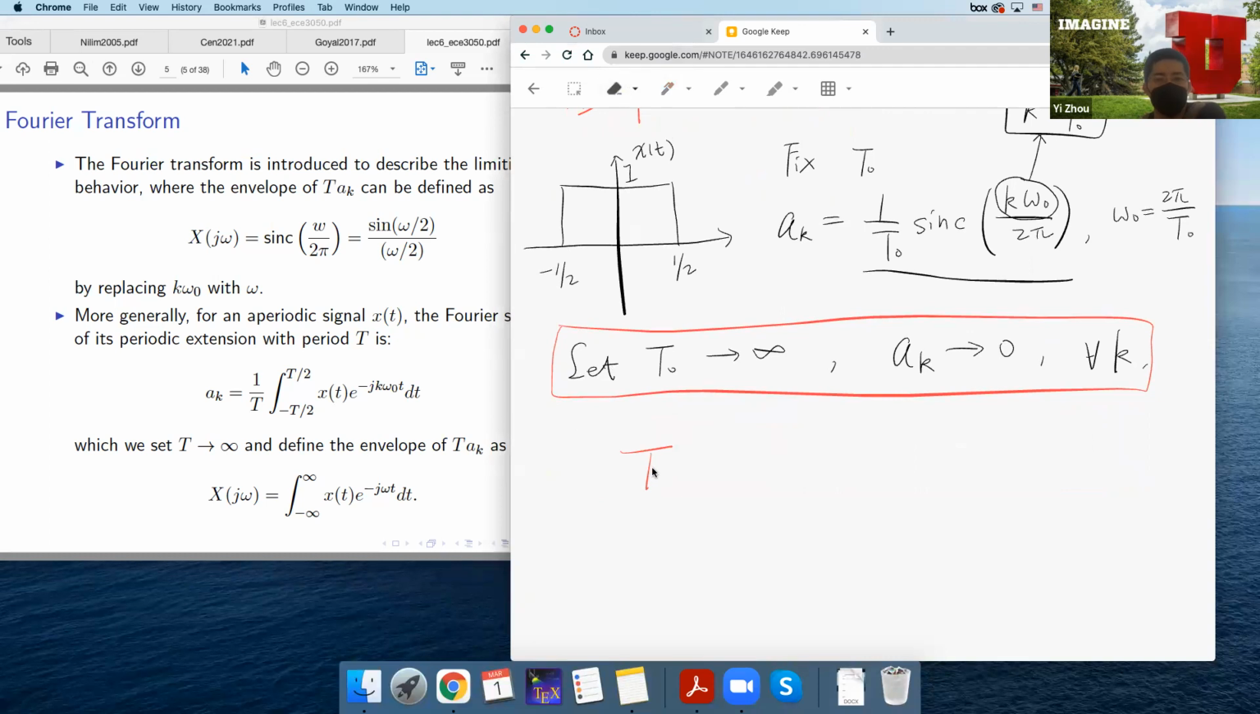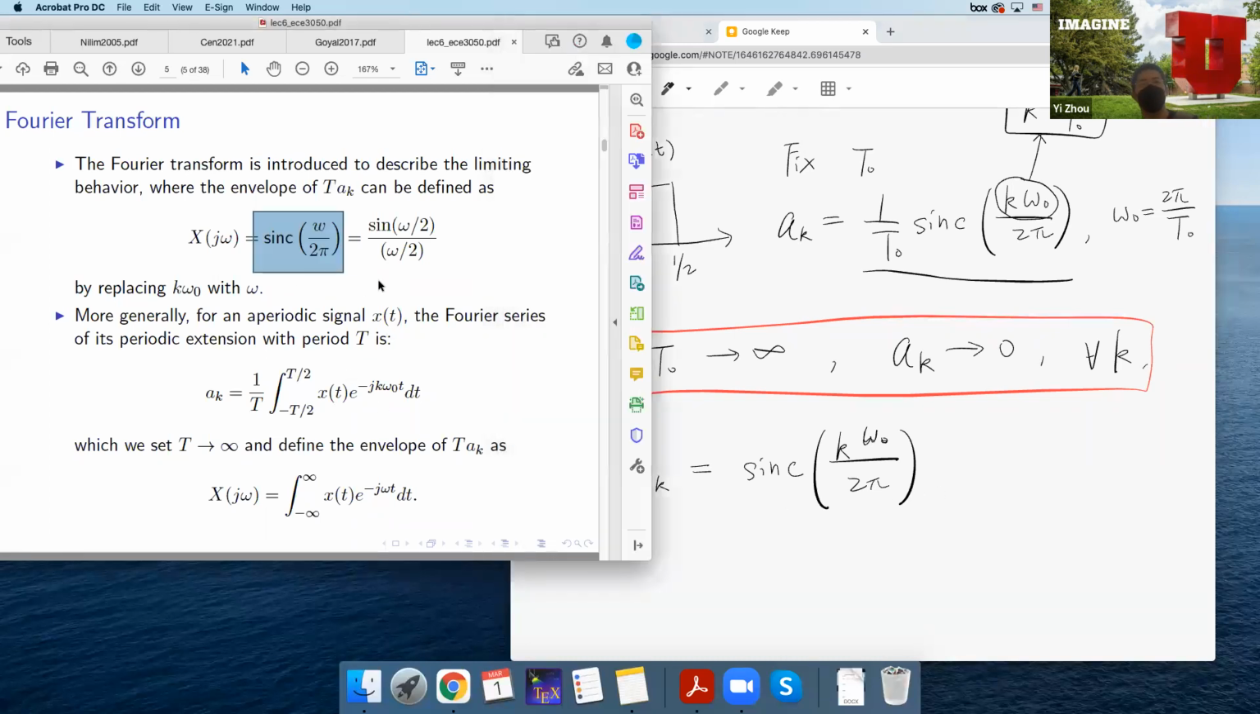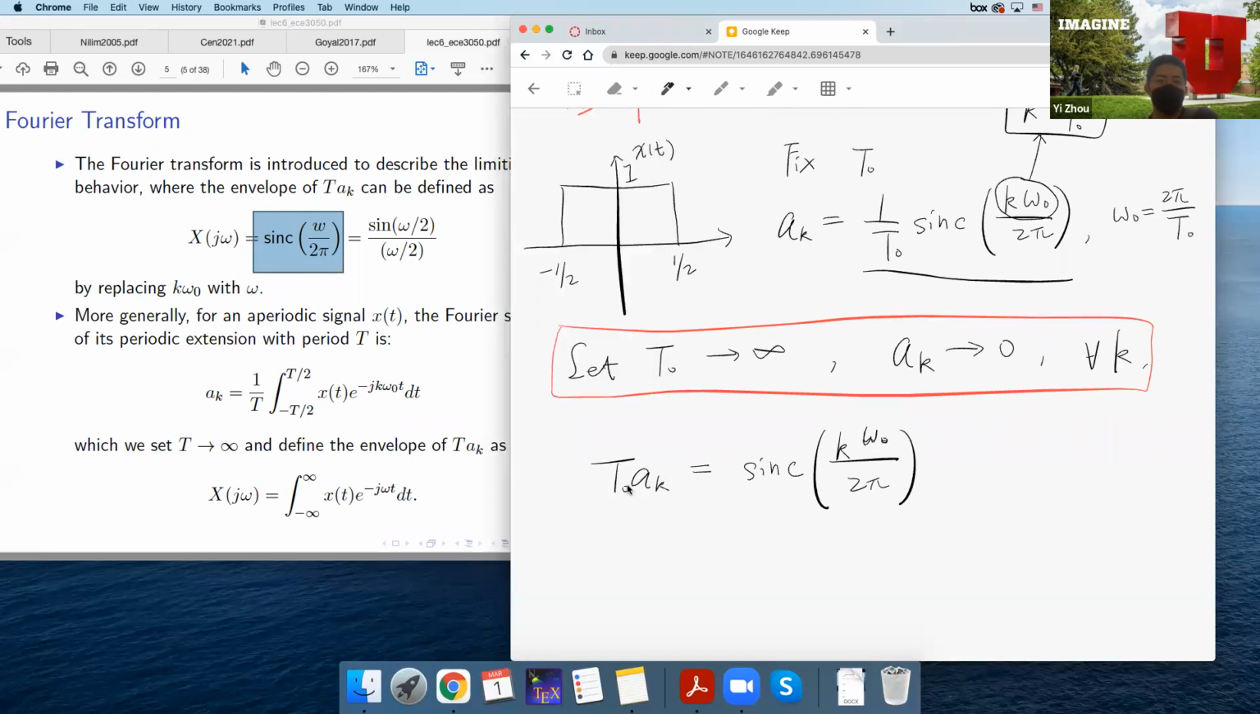Let's write it down here. T naught times AK is actually this sinc function, K times omega naught divided by 2 pi. So it is just this sinc function. And moreover, as we let T naught go to infinity, as we discussed, the resolution keeps increasing and increasing. In the end, the spectrum in the limit becomes continuous. So in the limit, instead of looking at these discrete points in the spectrum domain, we are looking at a continuous variable omega in the spectrum domain.